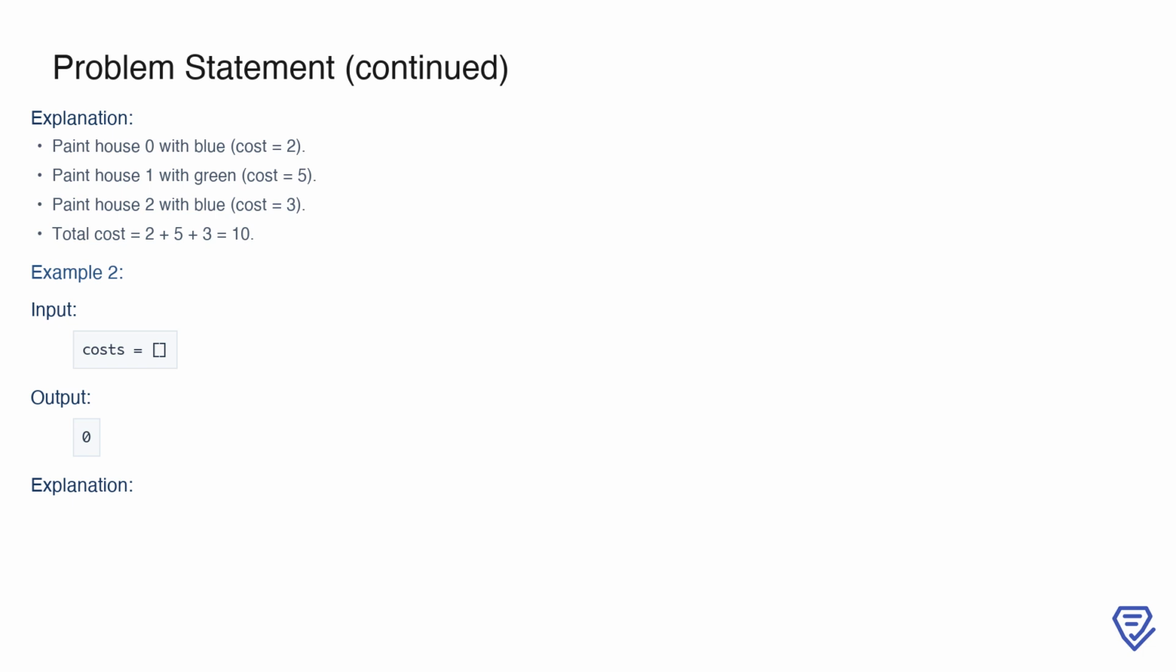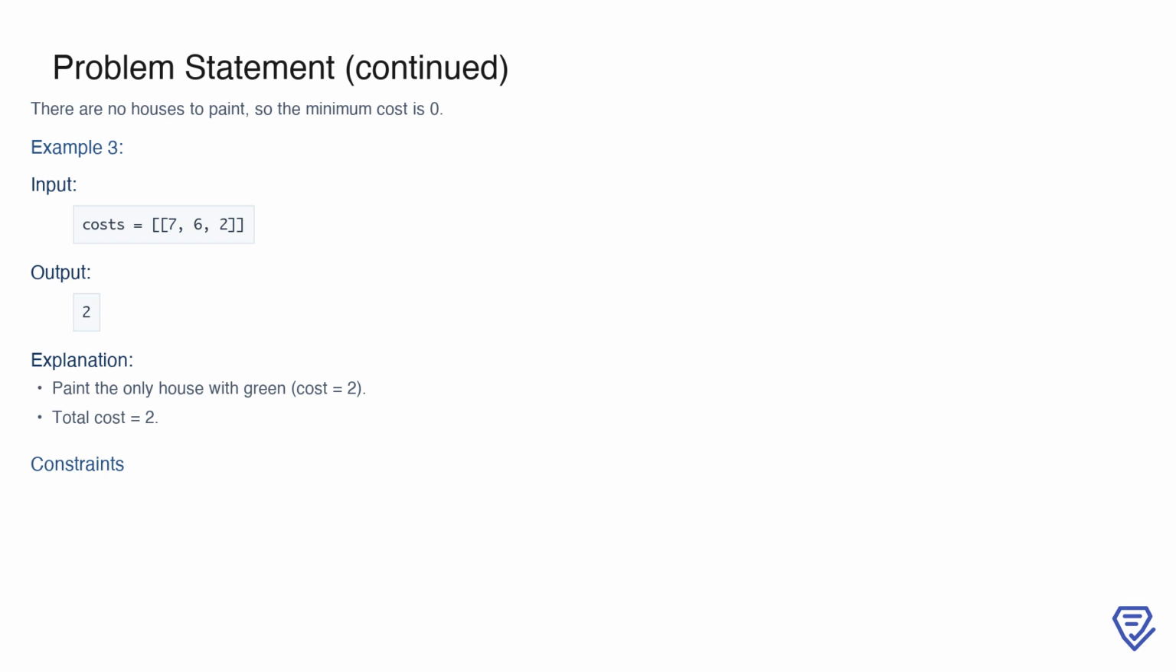To better understand this, let's go through the first example. Suppose the input costs matrix is [[17, 2, 17], [16, 16, 5], [14, 3, 19]]. In this case, the optimal way to paint the houses is as follows: paint house 0 blue with a cost of 2, paint house 1 green with a cost of 5, and paint house 2 blue with a cost of 3. This ensures that no two adjacent houses have the same color, and the total cost is minimized to 2 plus 5 plus 3 equals 10. Therefore, the output for this input is 10.